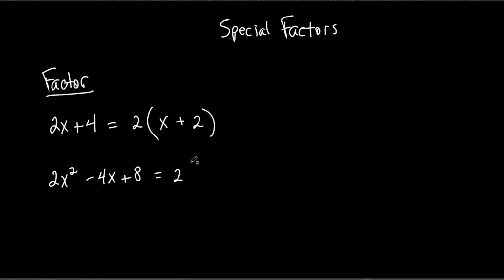It's not always going to be a 2. It just happens to be that way on here. If I pull out a 2, if I factor out a 2, what am I left with? X squared minus 2x plus 4. Because I just took every one of these terms and divided it by 2, is all I did. All right, stuck it out in front.